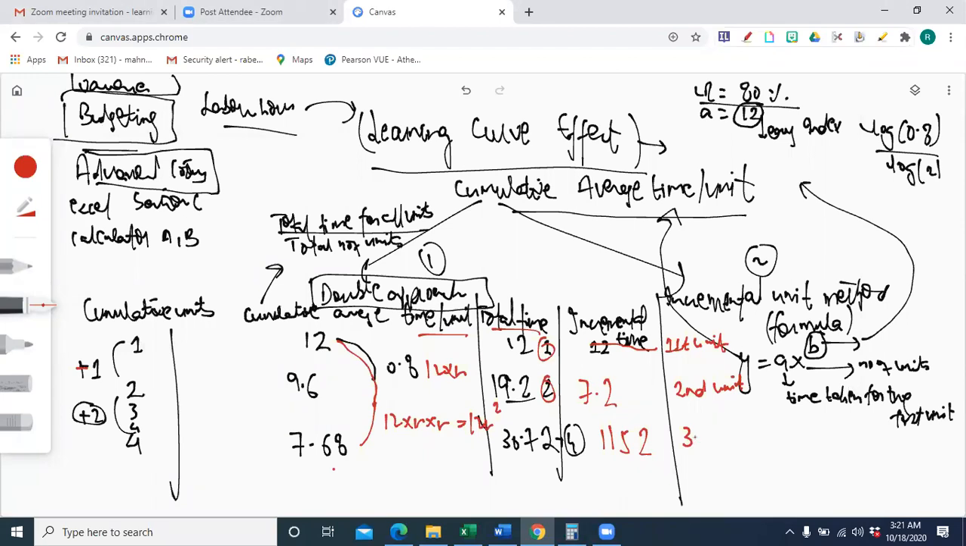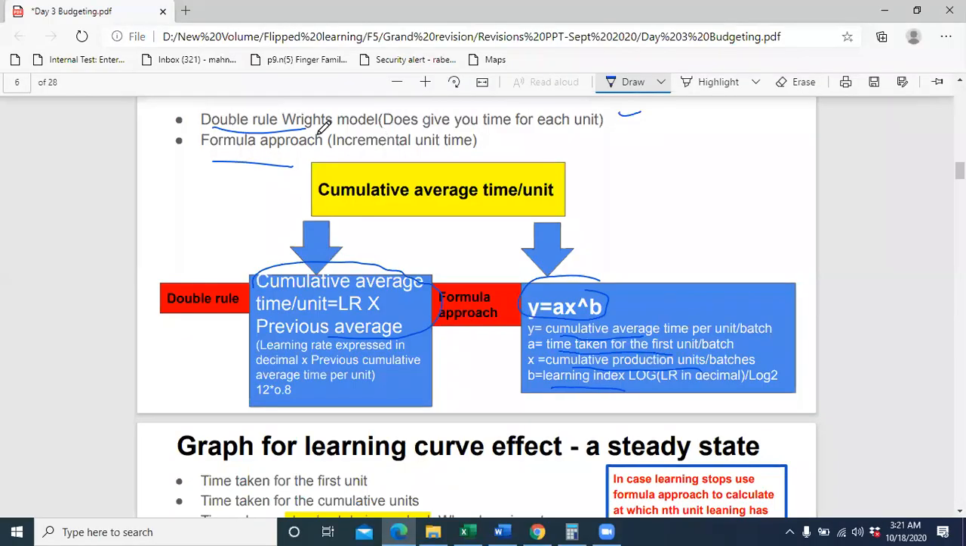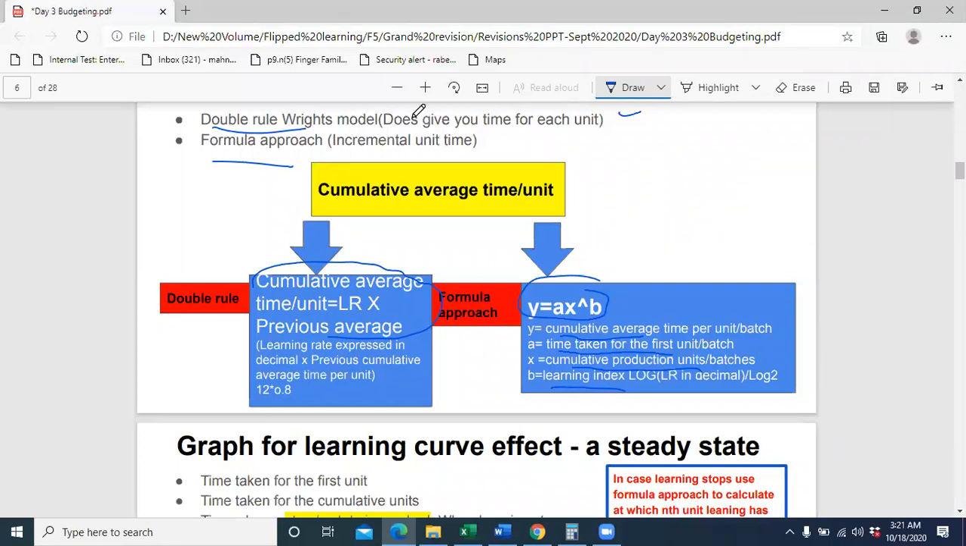Actually, it's not the time taken for the third unit, and it's not the time taken for the fourth unit. It's the time taken for the third and fourth unit together. So I'm calculating the cumulative average time per unit using the double approach. And why is the double approach different? The double approach, or Wright's model, doesn't give you the time for each unit. It only gives you the time when the output is doubling.